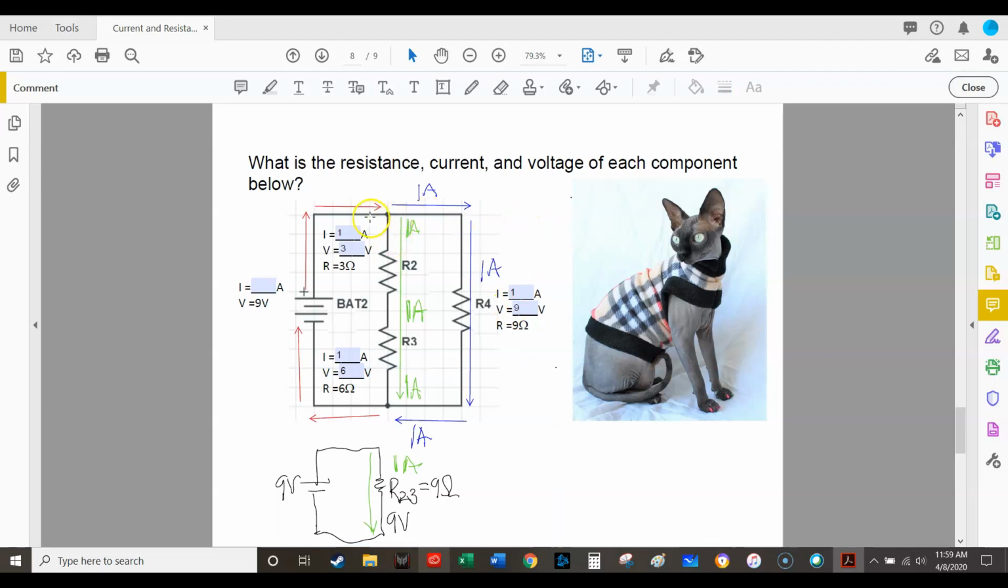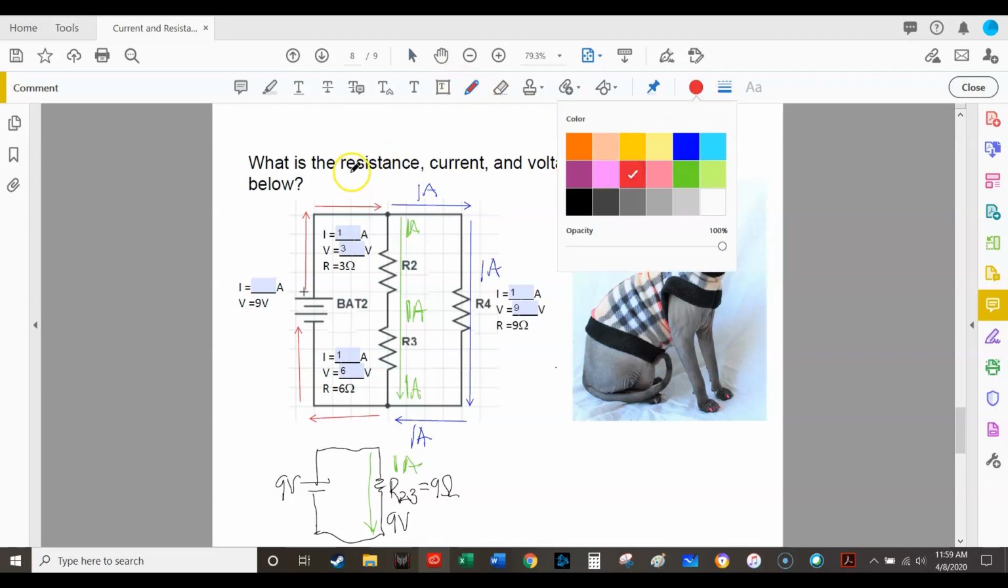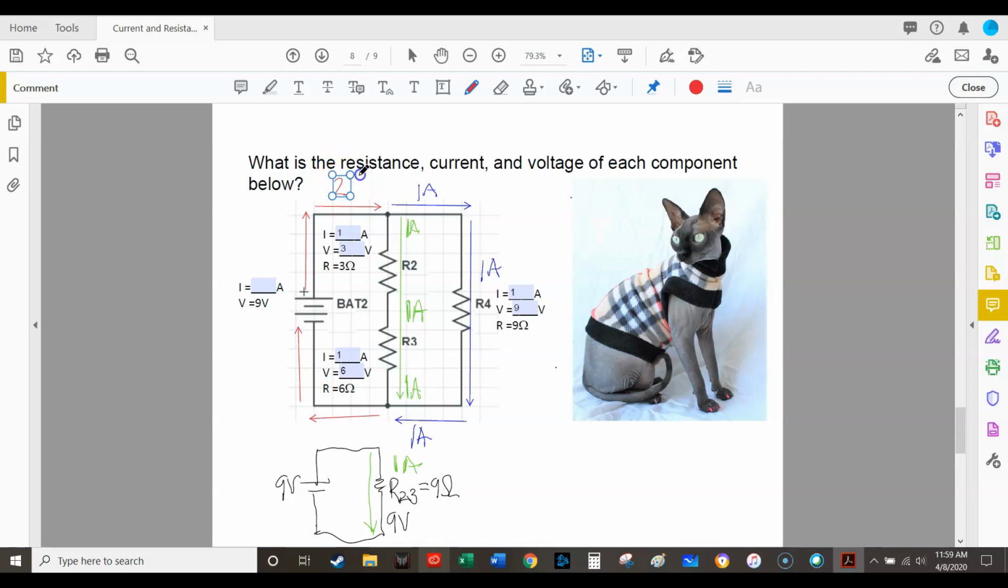And now we have a means using the junction rule. We have red coming in, blue leaving and green leaving. Blue is 1 and green is 1. So that means red has to be 2. Red is going to be 2 amps. And that means this is 2 amps, 2 amps, and 2 amps. Pretty cool.